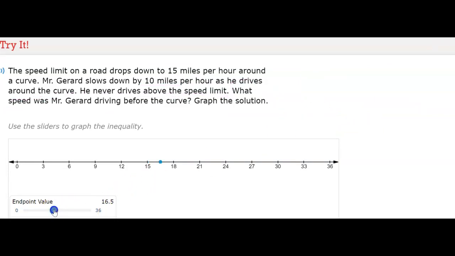So he was going 15. No, let's go 25. 25 miles will be about there, I guess. 24, 25. Yeah, somewhere in this area. And it's going to be a closed circle because it includes the 25 miles per hour. He was driving at least that or less. So our arrow is going to move to the left because it says 25 miles per hour or less. And that's how you would graph that inequality.